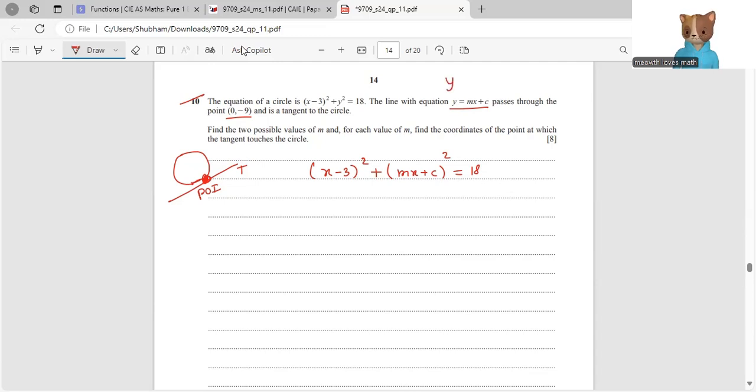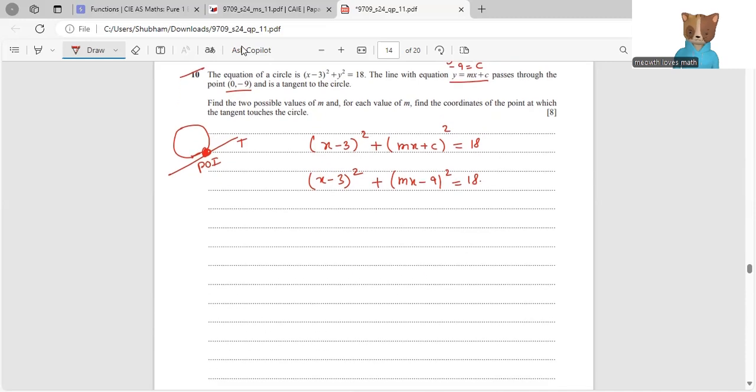So I already know y is equal to mx plus c. So when x is 0, this becomes 0 plus c. And then y is how much? -9, right? So we get negative 9 is equal to c. Therefore, c value we have it as negative 9. Are you getting it? Because this point is satisfying the equation of the tangent. So we get (x − 3) whole square plus (mx − 9) whole square equal to 18.